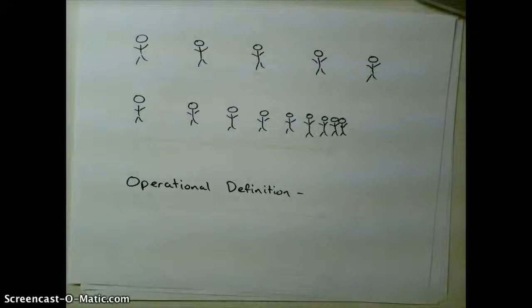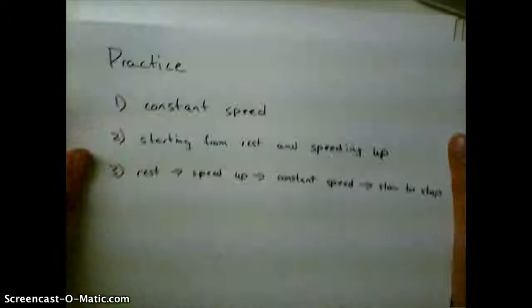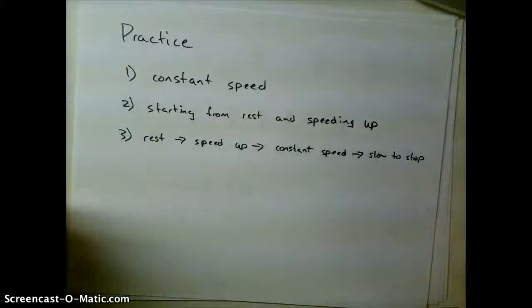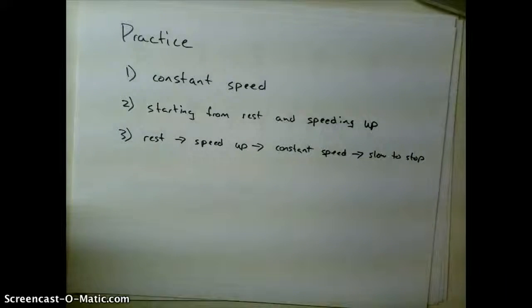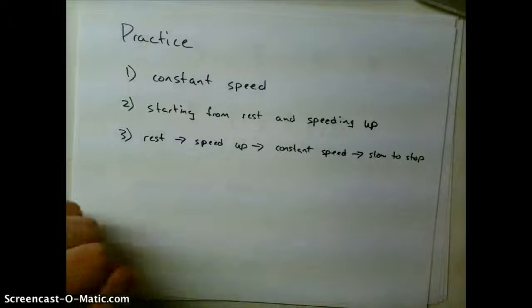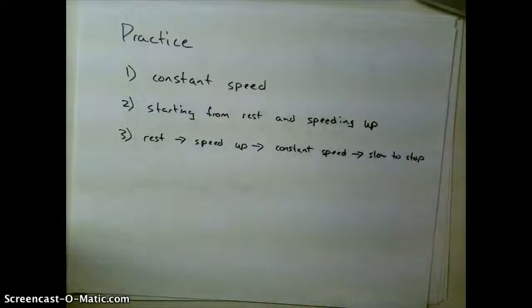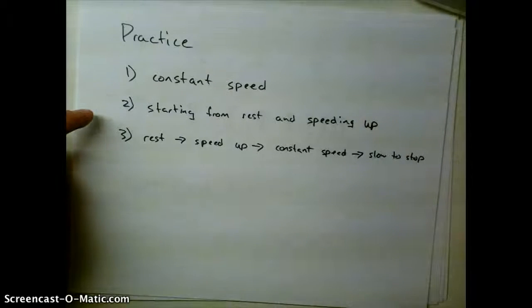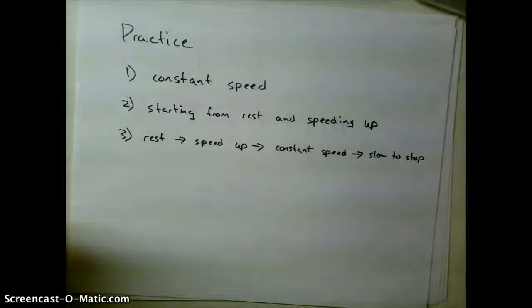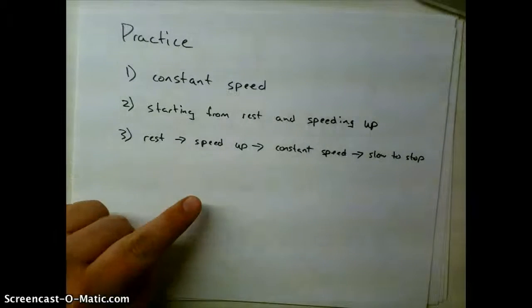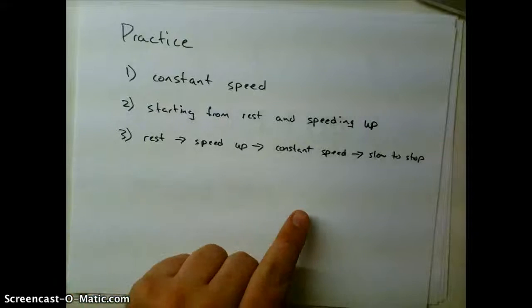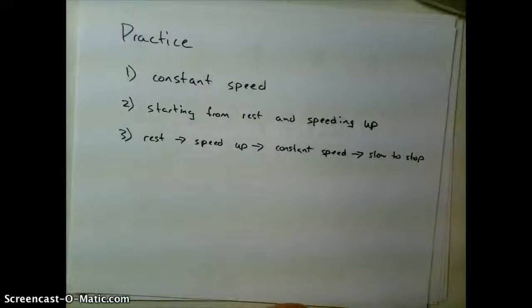Now, for practice, what I'd like you to do is to take out a piece of paper and draw particle diagrams, 3 different ones. First one being draw an object moving at constant speed. Second, to draw an object starting from rest and speeding up. And third, please draw a particle diagram of an object starting from rest, speeding up, reaching a constant speed, and then again slowing down to reach a stop. Please have these ready by class tomorrow.